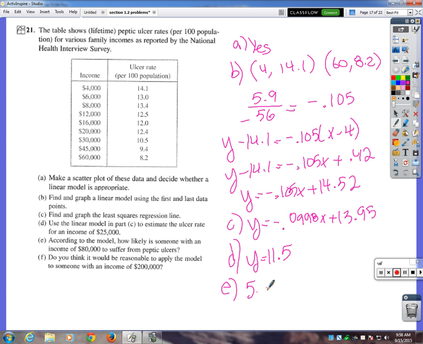Okay, so we take 5 point. 1.5? No, because that's per, this is the Y. It's this one, that's the wild card. 5 point what, 96? 5.966. Okay, so that means 5.96 out of 100 means you have about a 6% chance of having ulcers. And then for F, do you think it would be reasonable to apply the model to someone with an income of $200,000?